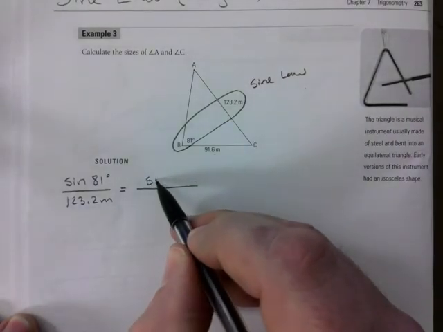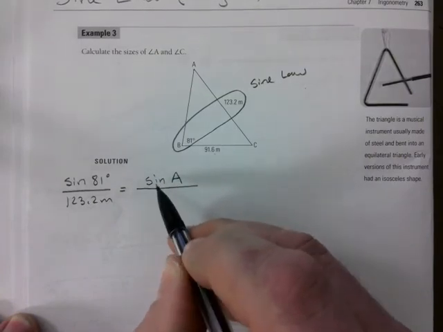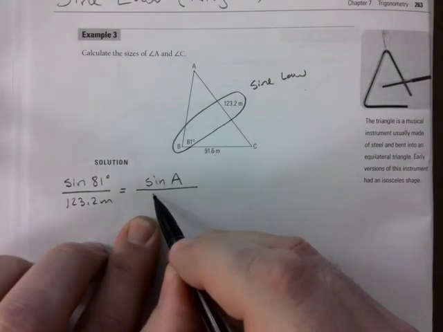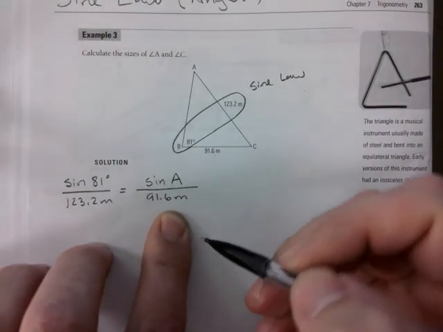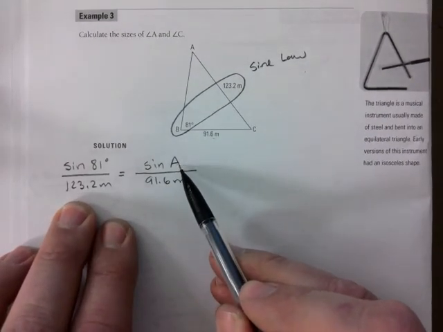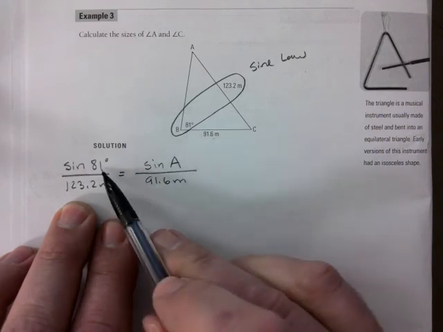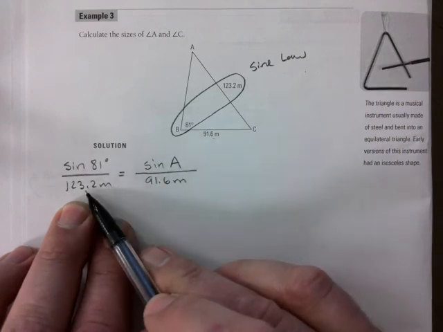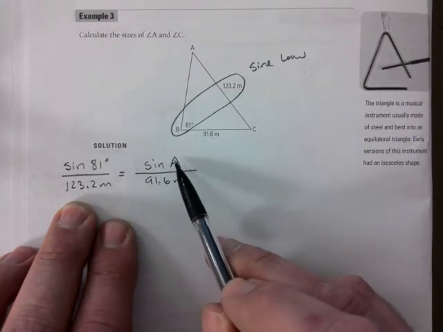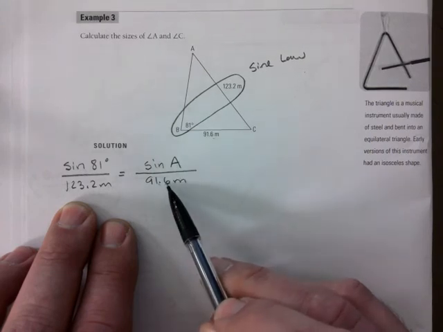And on the other side, watch this, you want angle A, right? You can't just write down A. You have to go sine of A. So sine goes with the angle every single time. If you don't know what the angle is, put a letter in it. And then you put the side length. So just by looking at this, are we expecting angle A to be greater or smaller than 81? This is 123, this is 91. So this angle will be smaller because it's a shorter side across from it.